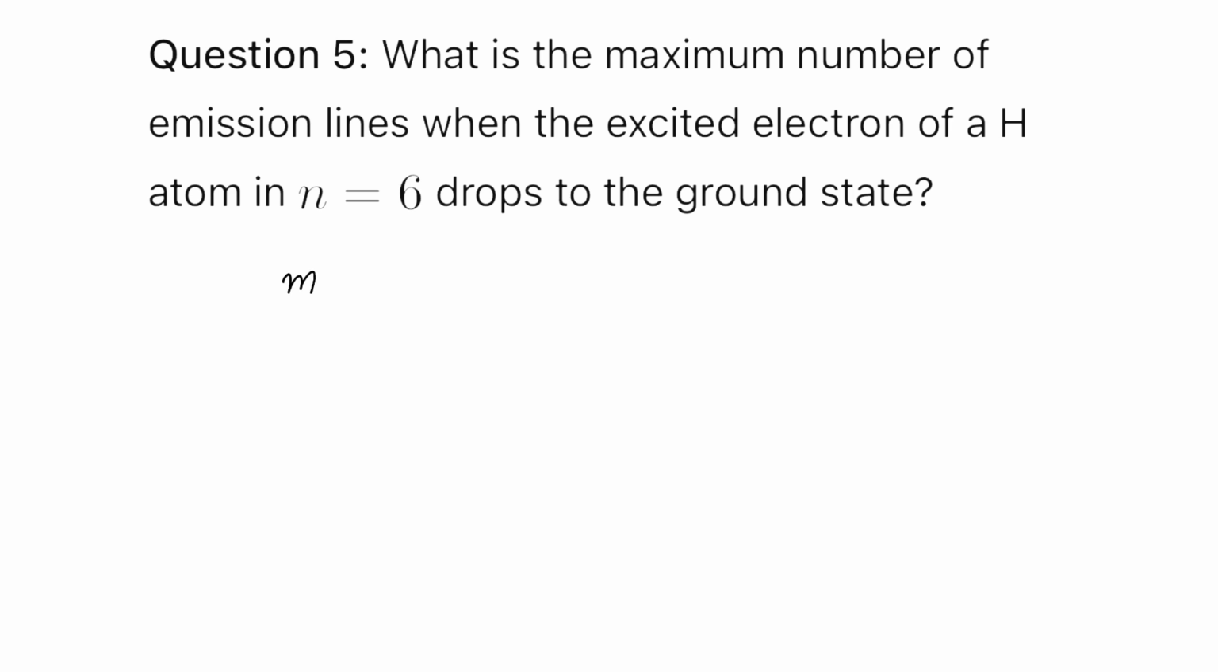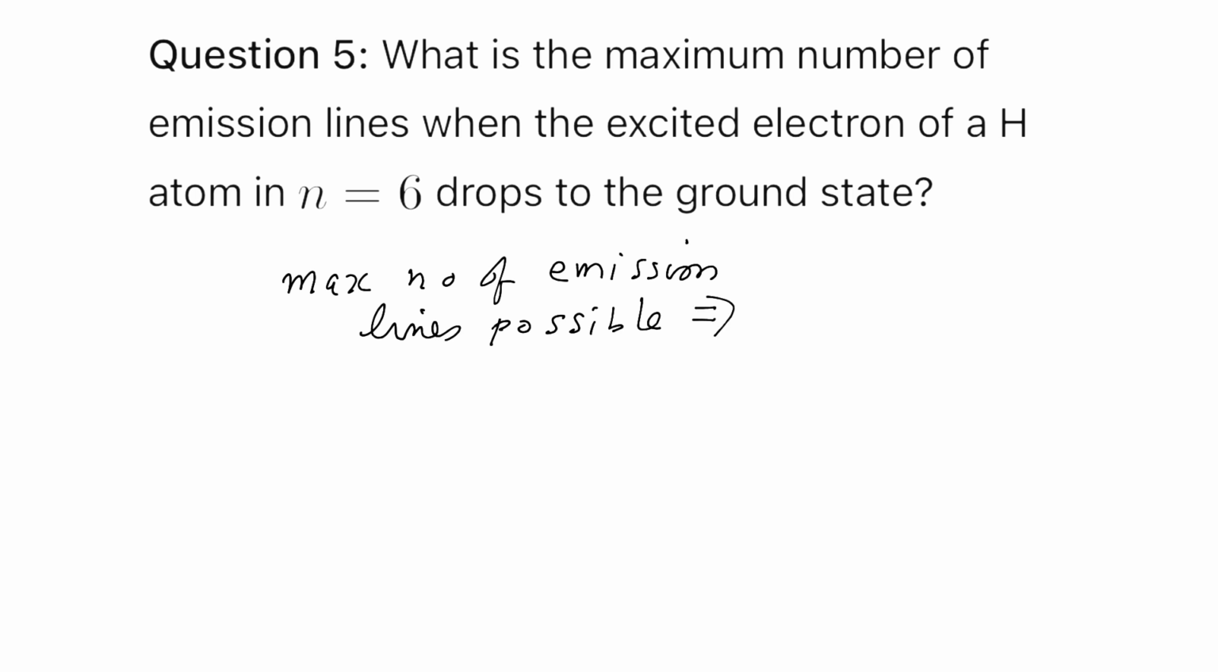This is the equation. Maximum number of emission lines possible if the n value is given. So if the n value is given, take the n minus 1 value. So n is equal to 6. What is the n minus 1 value? 5. Then take the next smaller number. Like that, you add up to 1.